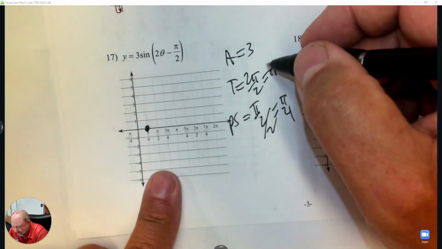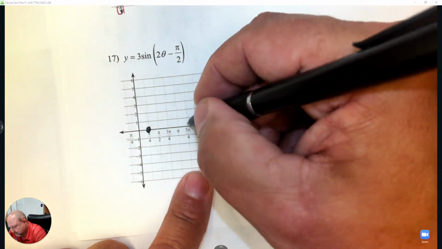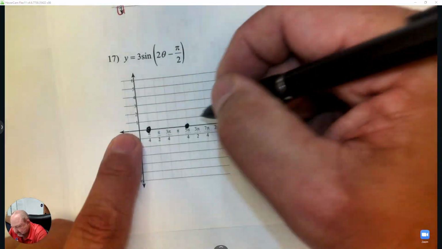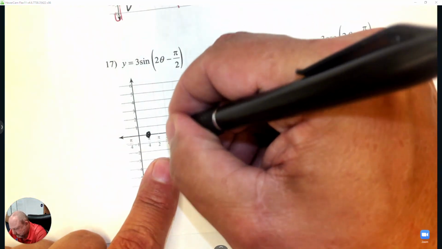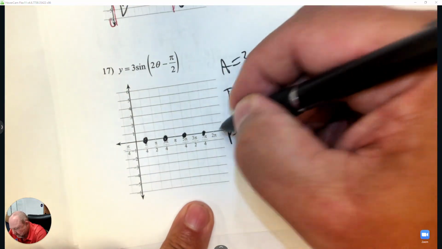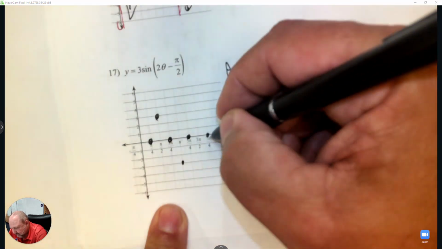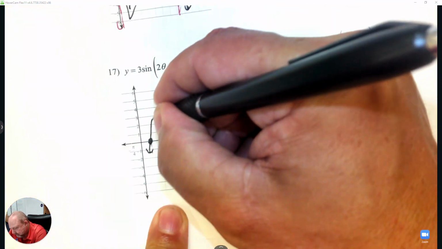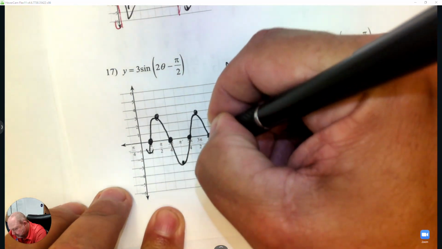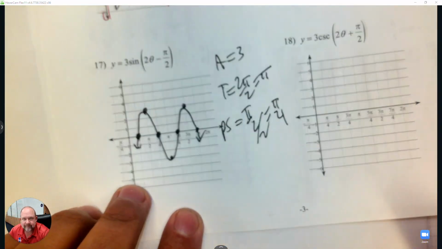And then add pi to it. That's the beginning and end, and then the middle. And then follow that pattern across. The first two we're going to go up to 3, and then down to negative 3, and then up to 3, and so on. And you graphed it.